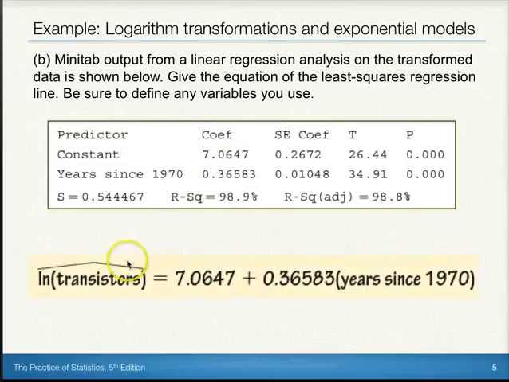So in this case, our y variable was log of transistors. So we're actually predicting the log of transistors, and that's going to be important in the next step of the problem. So the predicted log of transistors is equal to the constant value, 7.0647, that comes from the coefficient column in the constant row, plus 0.36583 times our x variable, which was the years since 1970. Notice in the coefficient column, the 0.36583 is the coefficient for the x variable.